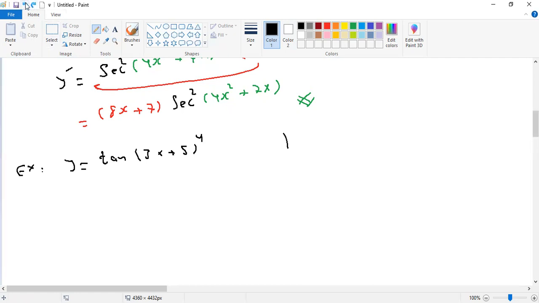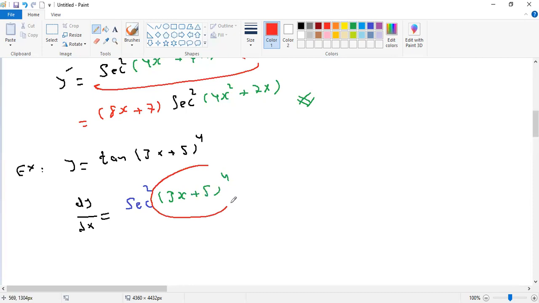Now the derivative of tan u, dy/dx, is equal to the derivative of tan, which is secant squared of the angle. The angle is 3x plus 5 to the power 4. Now, what is the derivative of this angle? We have now u to the power n.